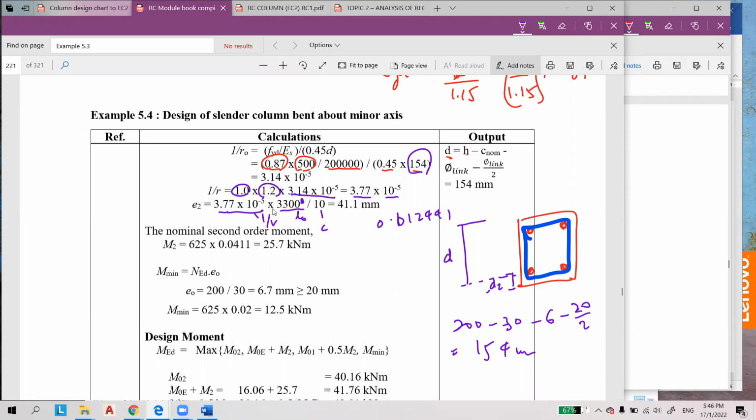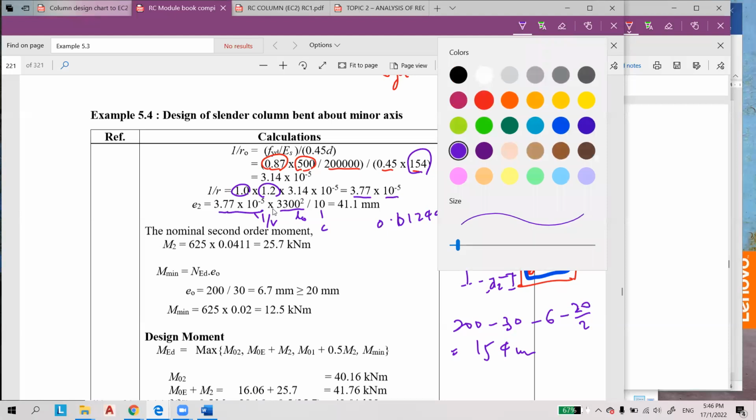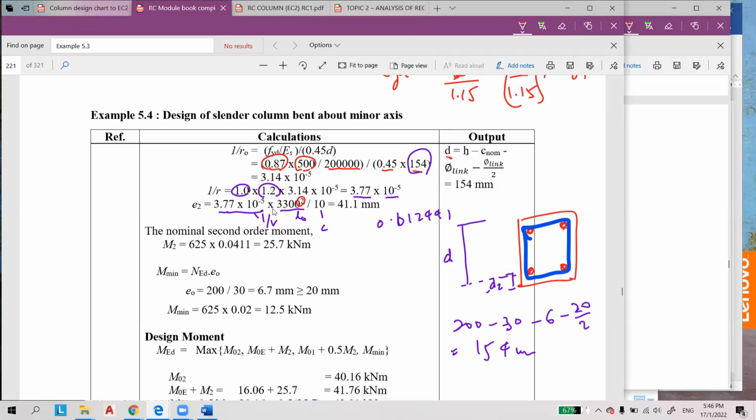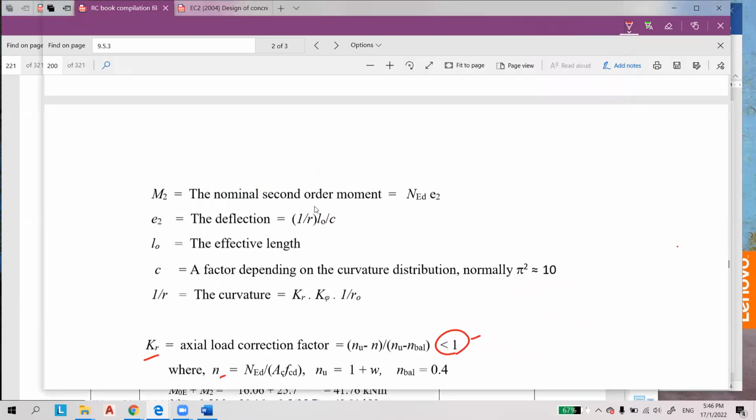So it shall be to the power of 2, right? This one, to the power of 2. So the deflection, this is the right equation: 1 over R times L naught to the power of 2 divided by C. This is the right equation. You must have this one.